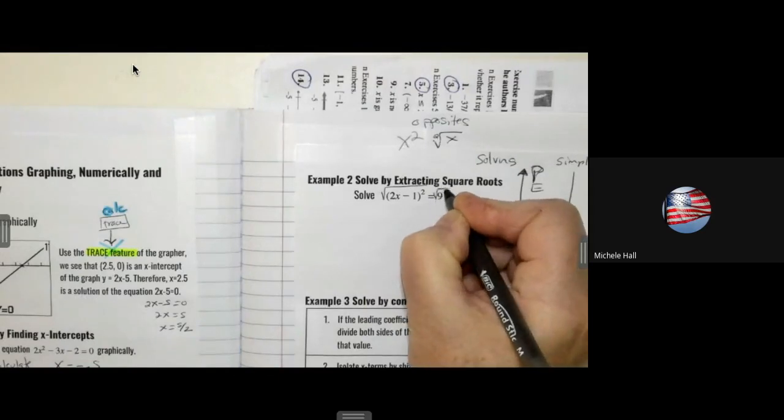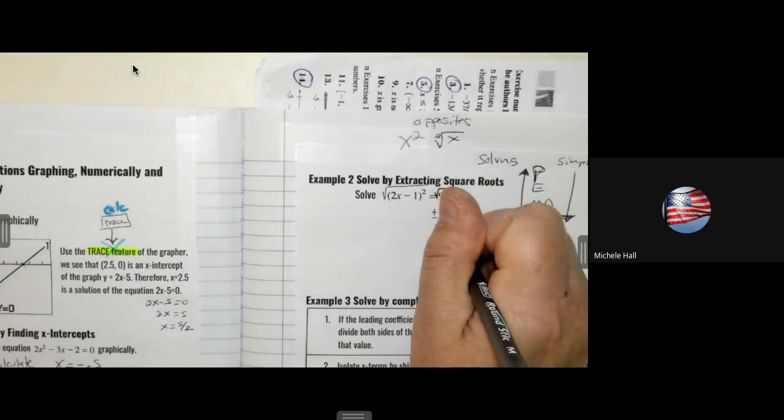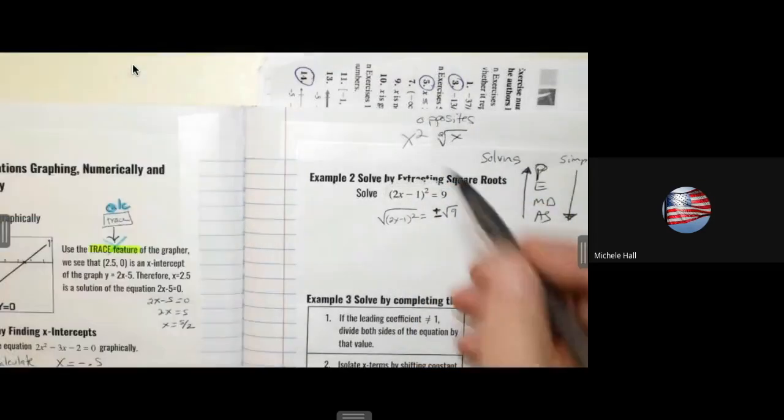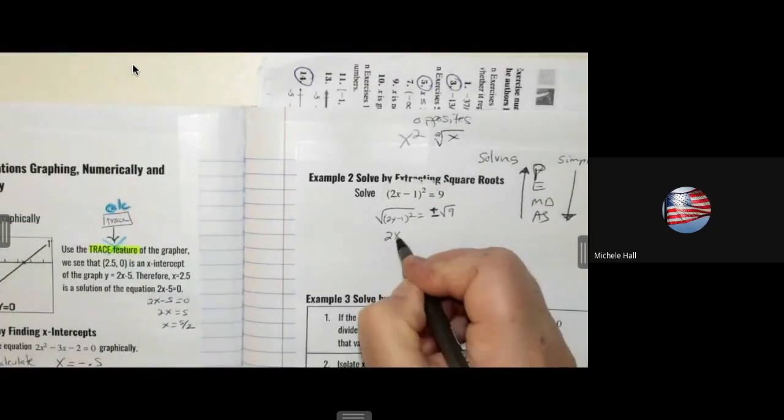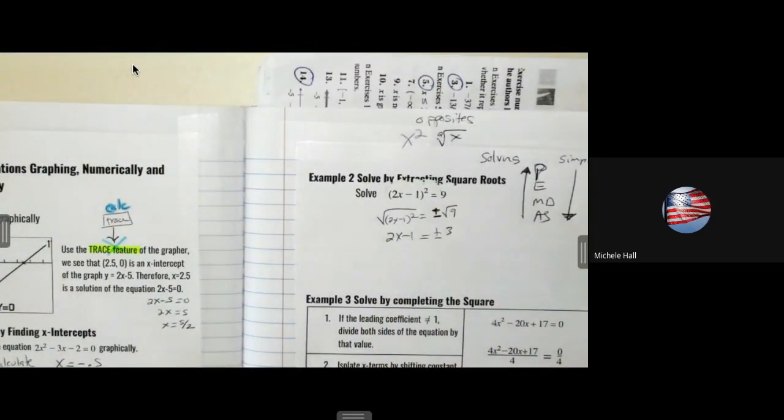But we have to remember something when we square root. How many answers does a square root have? It has 2 answers. So really that is plus or minus the square root of 9. And that does undo this right here. It leaves just 2x minus 1 equals plus or minus what? 3.